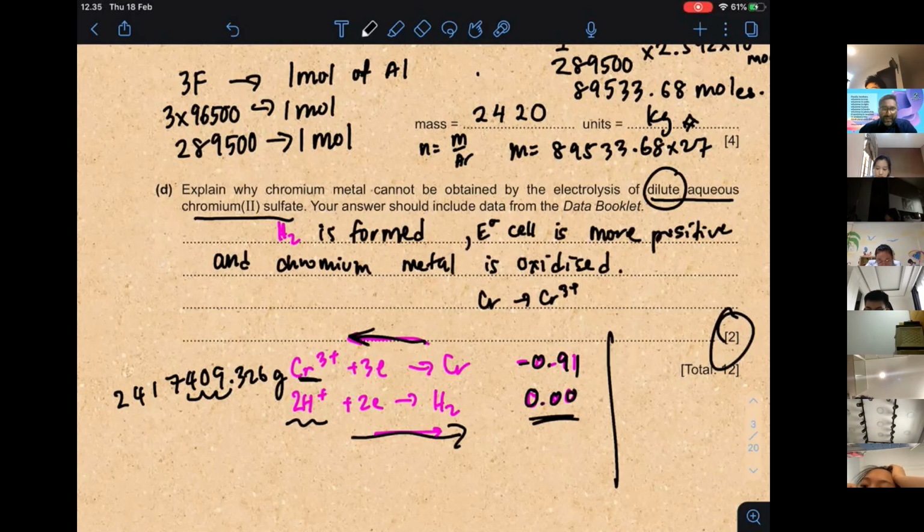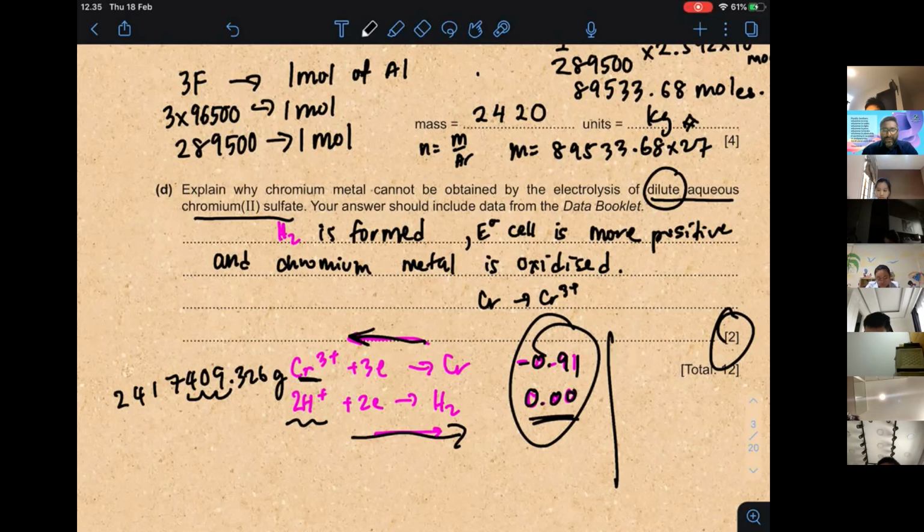Refer to the marking key. The marking key is telling that they also ask you to write down the E cell, that is going to be the 1 mark. And then the moment you say hydrogen is formed, or hydrogen ions easier to reduce, or hydrogen has positive E cell, then it's enough already.